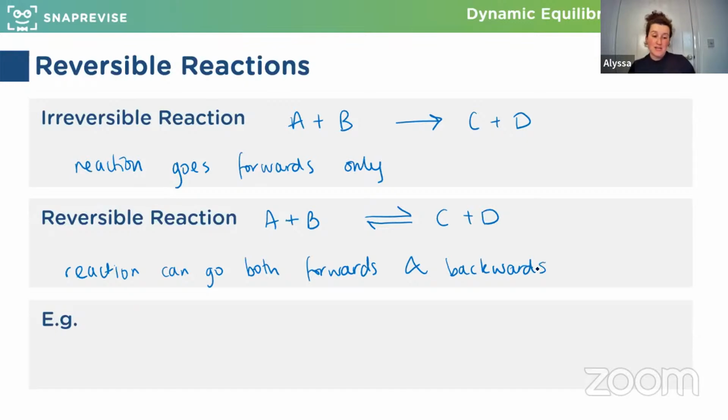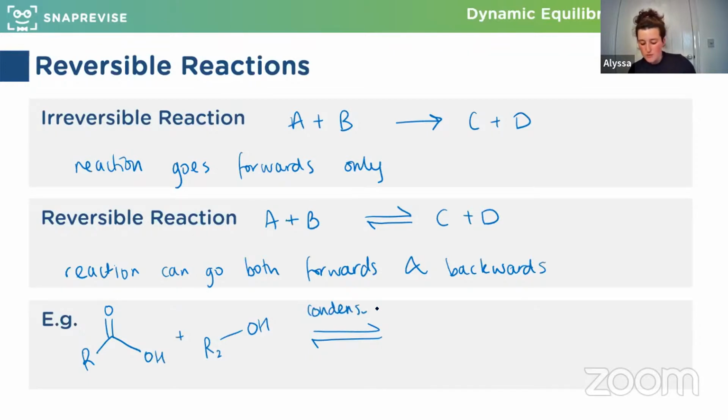Fabulous. I was just about to ask, has anybody got an example of one? So the Haber process is a reversible reaction. Something else that you may remember, especially if you are an A2 chemist, is you may be aware that if we have the formation of an ester, so carboxylic acid plus an alcohol, this is a lovely reversible reaction that you can study. So we've got condensation, the removal of a small molecule, i.e. water, going in the forwards direction, or hydrolysis, the addition of water across a bond in the backwards direction.